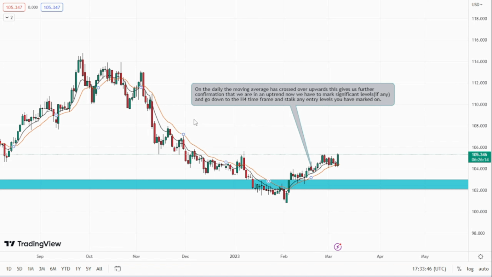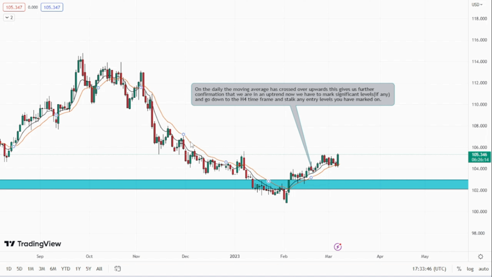We go down to the daily. So on the daily, the moving average has crossed over upwards. This gives us further confirmation that we are in an uptrend. Now we have to mark significant levels, if there are any significant levels on the daily time frame, and go down to the H4 time frame and stock any entry levels you have marked. These entry levels are marked on the daily, and you can see how price will react at these levels so that you may potentially make a trade.